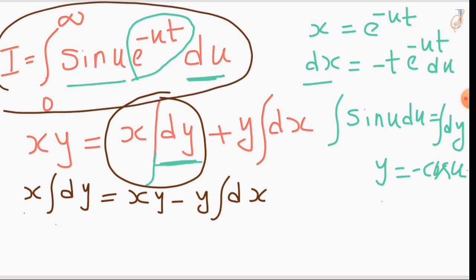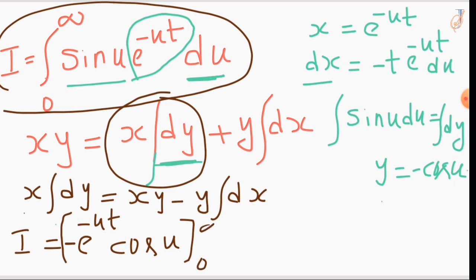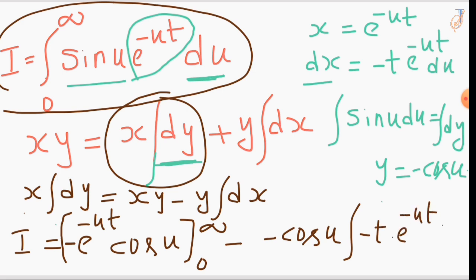So let's take this as I. Here x is nothing but e power minus ut and y is nothing but minus cos u, and the limits are 0 to infinity. We have done this, that's why I am applying limits here. Minus y is nothing but minus cos u, then integral dx is nothing but minus t e power minus ut du.